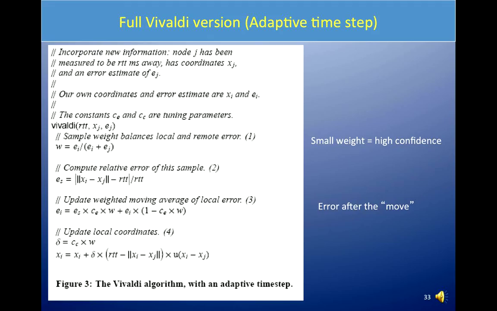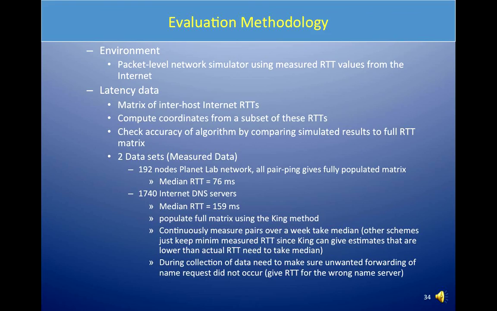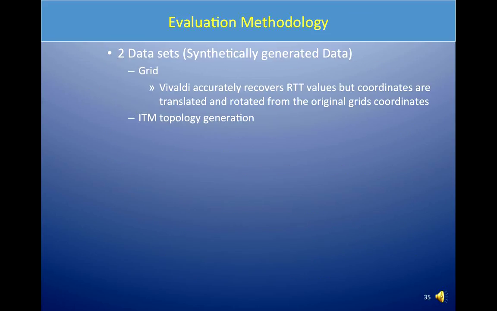In this case, delta is calculating. So now we wanted to see whether the Vivaldi algorithm, whether the simple one is sufficient, or whether we need to use the adaptive step, or actually whether this Vivaldi algorithm itself works or not. In order to do this, the author came up with some evaluation methodology. They measured some RTTs using some topologies, with 192 nodes and 1740 internet DNS servers, and they calculated all this data and drew the graphs.